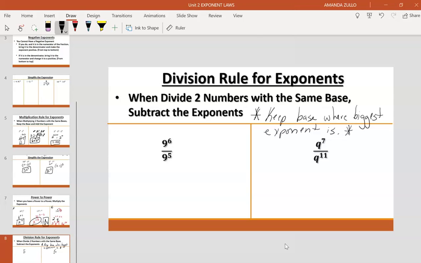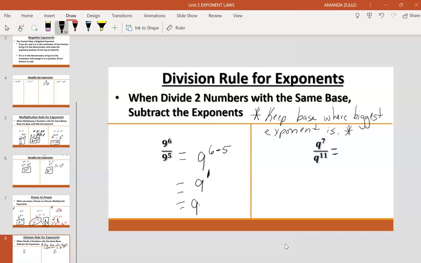So you have 9 to the 6th power and a 9 to the 5th power. So you're going to keep your base and subtract your exponents. The exponent that is bigger is up here in the top. So you're going to move this up to the top. This is going to be 9 to the 6 minus 5, up there in the top. 6 minus 5 is 1, and 9 to the 1 power is just 9. Okay, that's easy.